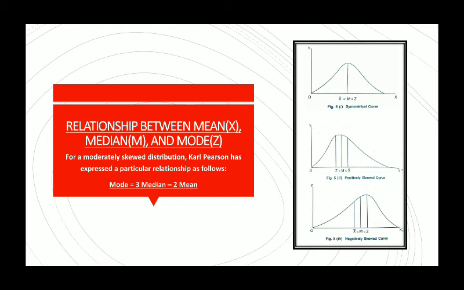Here in a symmetrical distribution, the very first figure 5.1 on this screen, you can see that figure 5.1 shows a symmetrical curve, and in that curve we always see that the curve is bell shaped and mean, median, mode all will coincide at the same point. That means mean equal to median equal to mode.